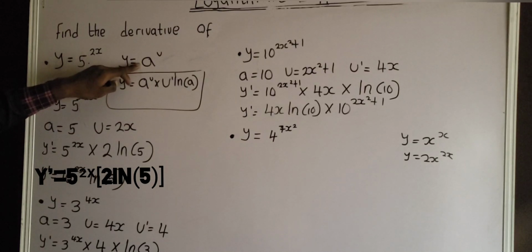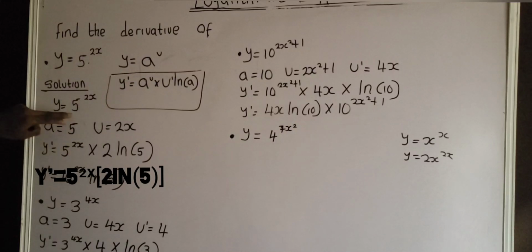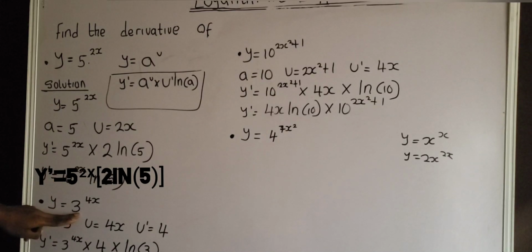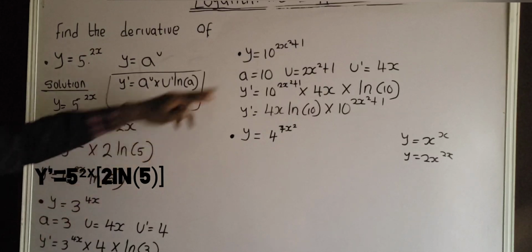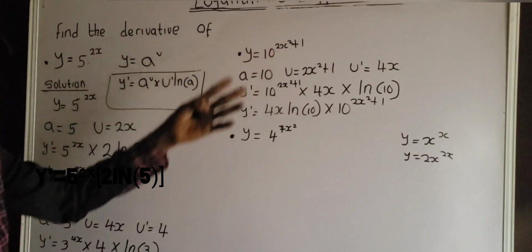You understand? A is the whole number. As you can see, a is 5 here, 5 is a whole number. A is 10 here, 10 is a whole number. A is 3 here, 3 is a whole number. A is 10 here, 10 is a whole number. Do you understand what I'm saying?